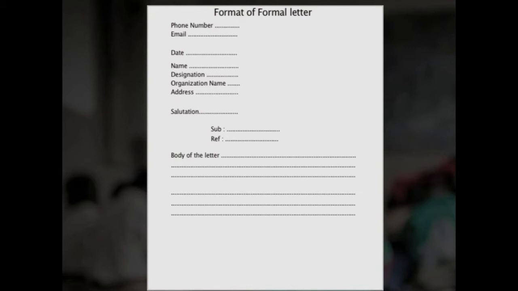Generally, the format of the body goes like this. It should have introduction, body and conclusion. Once you have written that, then you have to make a complimentary close. You can say thank you, Yours faithfully or Sincerely yours, and then you have to sign and write your name along with your designation, and if you want to enclose anything, please do that.